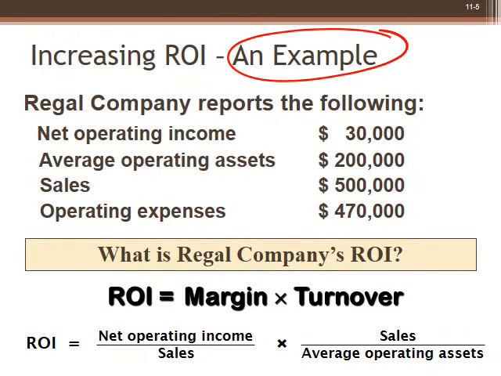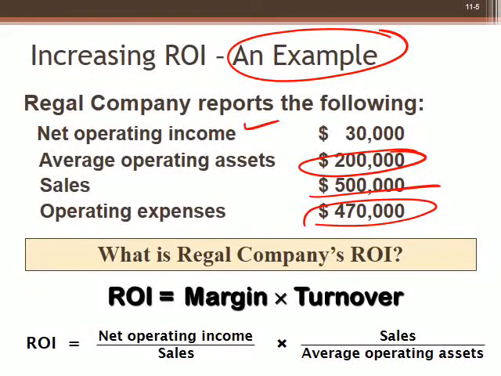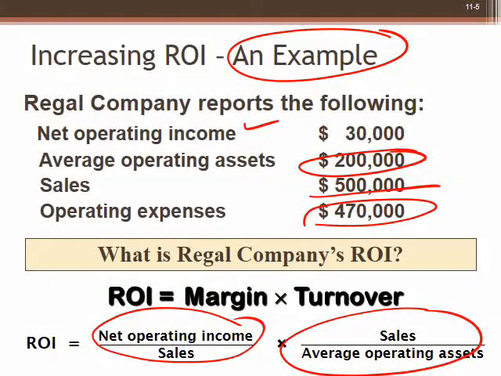So in which you have to calculate the ROI. So the ROI, you have given the data. So the Regal company reports the following: net operating income is 30,000, average operating assets 200,000, sales 500,000, or operating expenses 470,000. So what is ROI? You can find out ROI through DuPont formula as well. So what is that? Just calculate it.